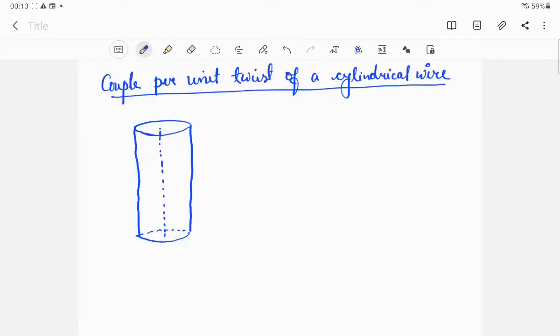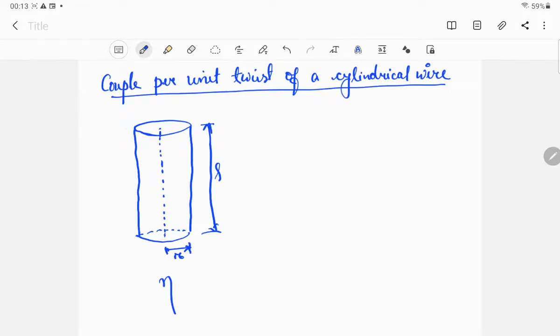Students, today we are going to discuss couple per unit twist of a cylindrical wire. So we will be deriving the expression for couple per unit twist on a cylindrical wire. For this we have considered a cylindrical wire like this, and it is of length small l, and the radius is small r. Now the coefficient of rigidity for this material of the cylindrical wire is eta.